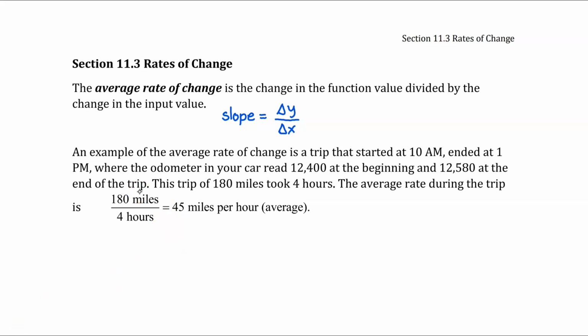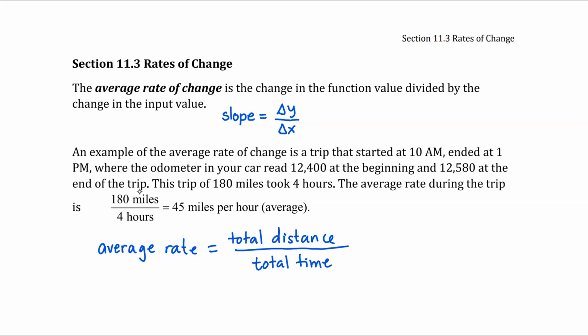In this example, the average rate is computed by taking the total distance traveled divided by the total time. And what we got is 180 miles for the total distance traveled and 4 hours for the total time traveled. Dividing that, you get 45 miles per hour.